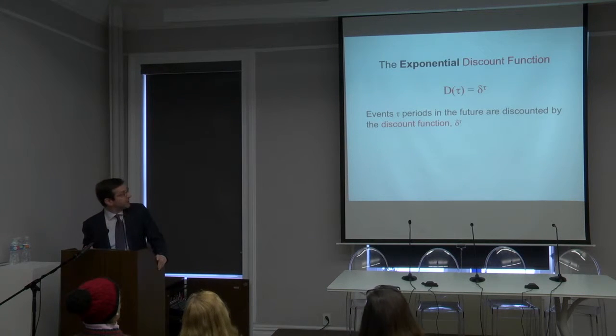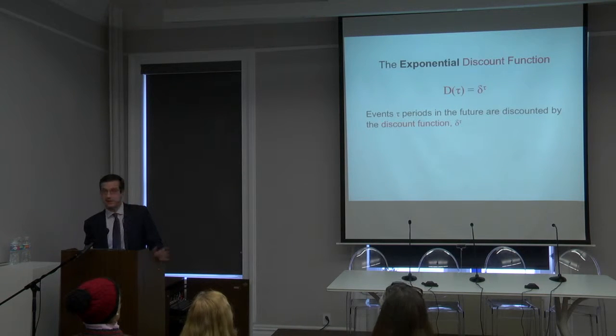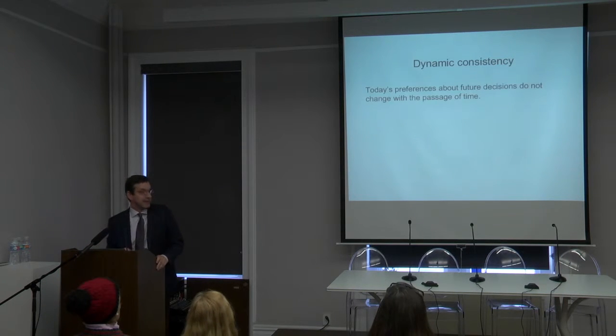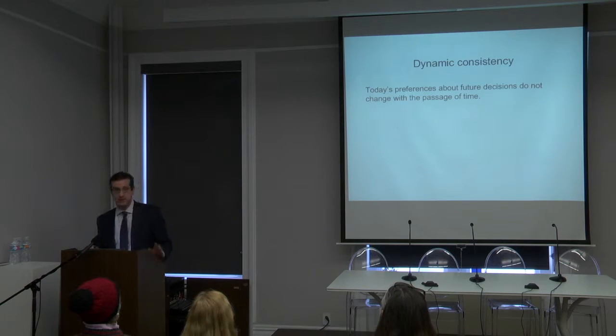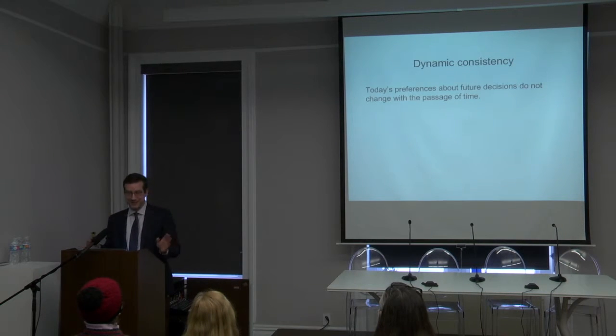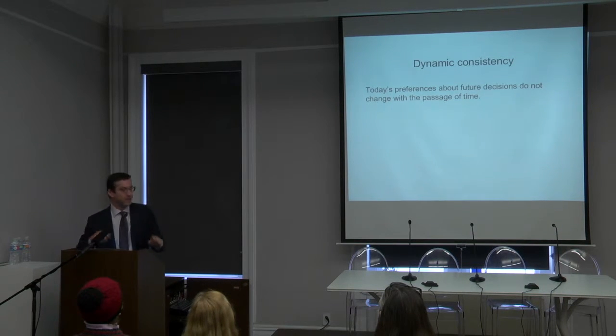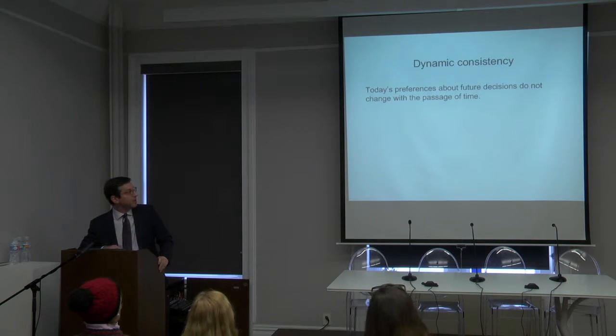Now here's that exponential discount function written now with a parameter delta, the so-called discount factor. This says events tau periods in the future are discounted by the discount function delta to the tauth power. Now, that discount function is going to generate something called dynamic consistency, which is kind of nice in theory and perhaps kind of empirically untrue, but at least for now, let's focus on the nice in theory. What does this mean? Today's preferences about future decisions do not change with the passage of time. And that's a kind of conditionally do not change.